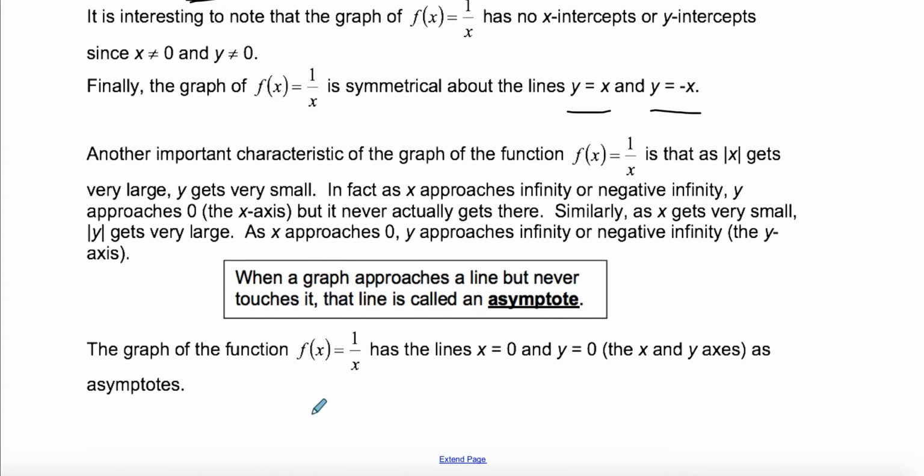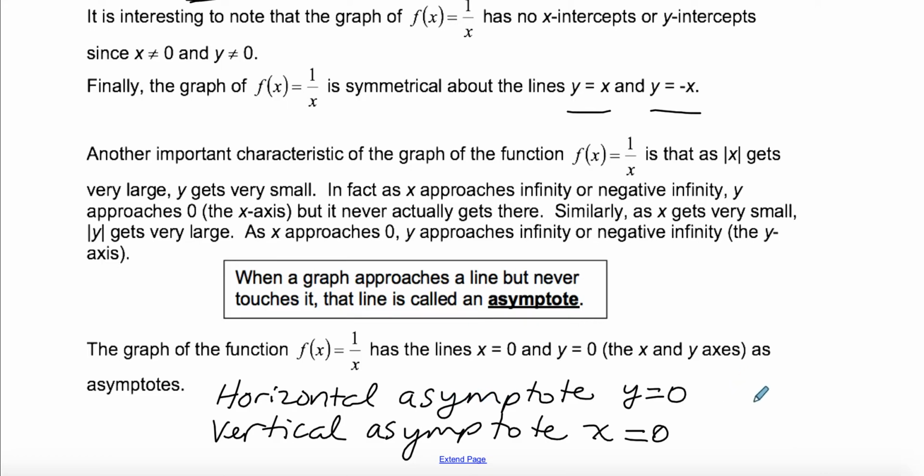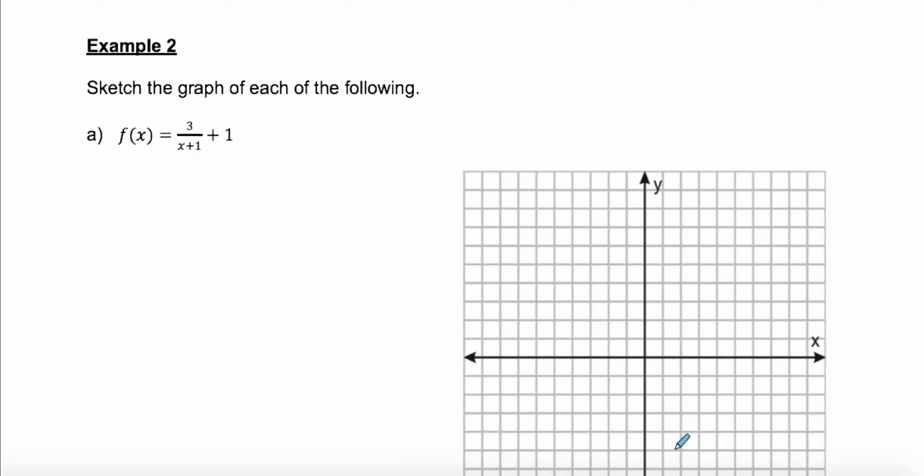So we have two asymptotes for this graph, which are the x and y axes. The horizontal asymptote would be along the line y equals 0. If I'm thinking of my graph, y equals 0 is along this, in that direction. So that is the horizontal asymptote. The vertical asymptote, if I think of this line, is the line x equals 0. So that is our vertical asymptote. So we'll try and graph a couple of these.